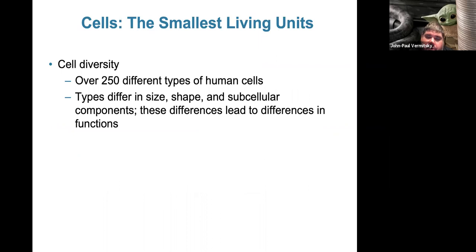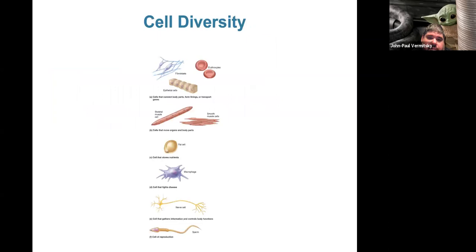So there are over 250 different types of human cells. So there's a lot of cell diversity. One thing that I do want to point out is that even though we have over 250 different types of human cells, all those cells will still have the 46 chromosomes, or aka the 23 pairs of chromosomes. That does not change. These cells will differ in size, shape, and subcellular components, meaning organelles, and these differences lead to the differences in their functions.